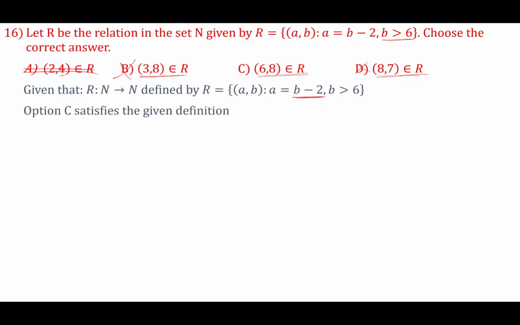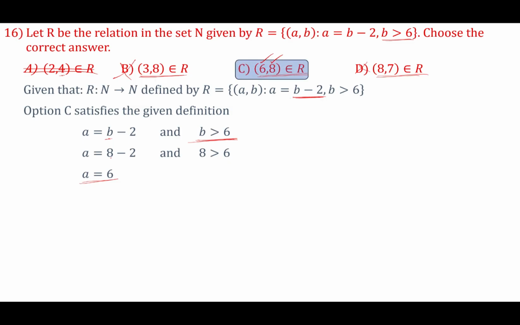Option C satisfies the given conditions. Let us see. These are the two given conditions. b must be greater than 6. Yes, b is greater than 6, which is 8. If I plug in this 8 for b, 8 minus 2, which means a is 6. So the answer is option C.